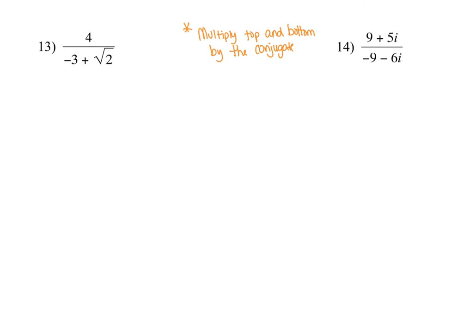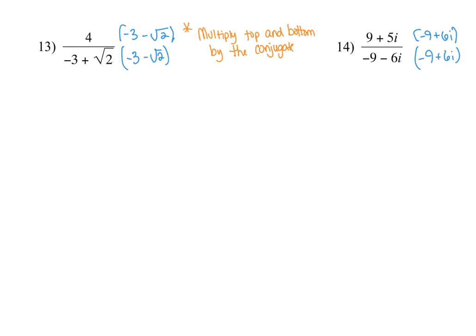Whether it is a radical or an imaginary number, you want to multiply the top and the bottom by the conjugate of the denominator, which means just the opposite of the second term. The conjugate of this would be -3 minus the square root of 2. The conjugate of this guy would be -9 plus 6i. I only changed the second term, all right? Now on the top, I'm going to distribute if it's just a number, or FOIL if it's a binomial. On the bottom, I am multiplying conjugates.